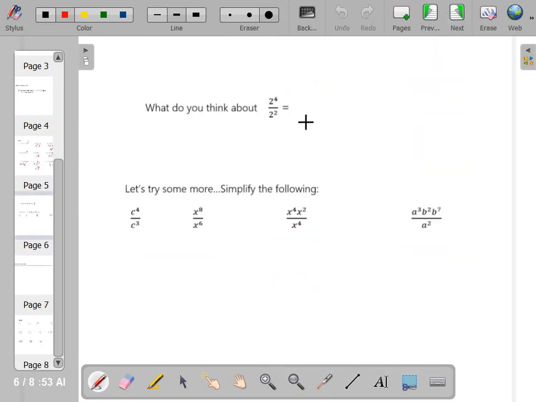What do you think about 2 to the 4th over 2 squared? 2 to the 4th means 2 times 2 times 2 times 2. 2 squared means 2 times 2. So what happens to the rules? Well, I know that 2 divided by 2 is 1, and 2 divided by 2 is 1. So I end up with 2 squared in the top. So there are 2 2s in the top.